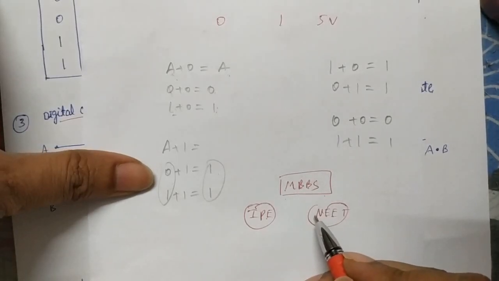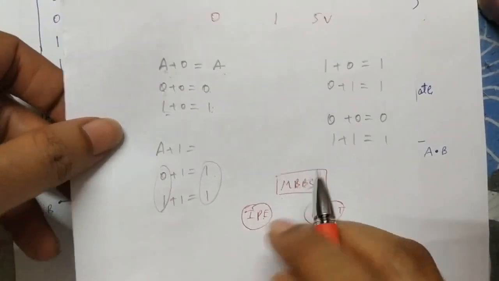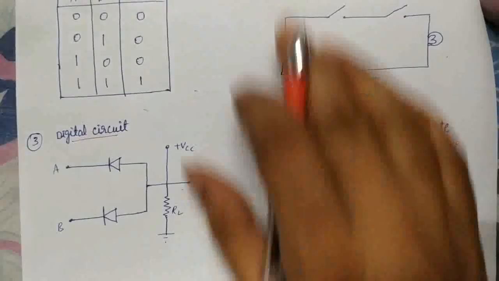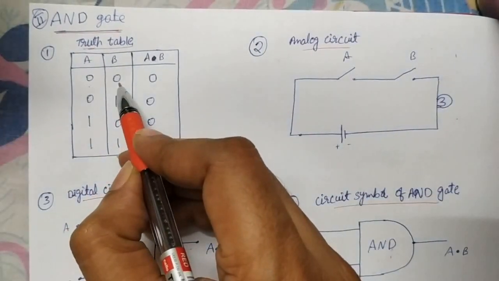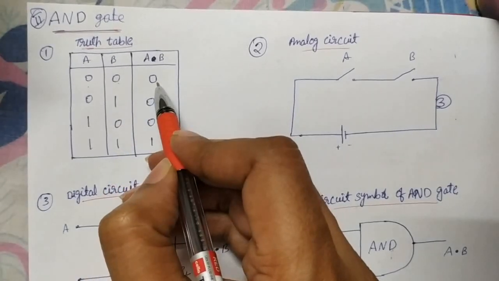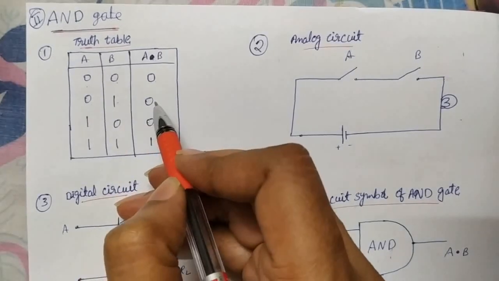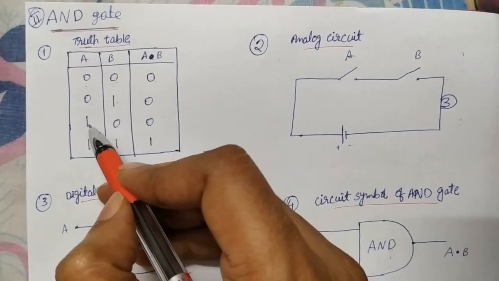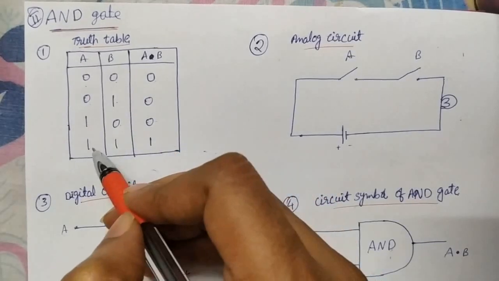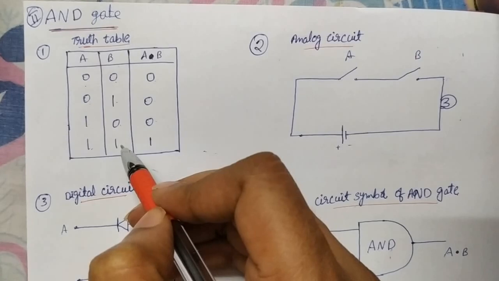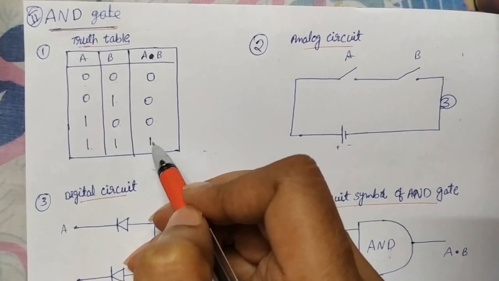Suppose for a person who has to qualify both, first take 0 0. What does 0 0 represent? Not passed in IPE, not getting a rank in NEET, so he is not qualified. And second, not passed IPE, but he qualified in NEET, not possible. Yes, he passed IPE but not qualified in NEET, so then also not possible. Now he passed in IPE and he qualified in NEET also, then he is able to join MBBS.